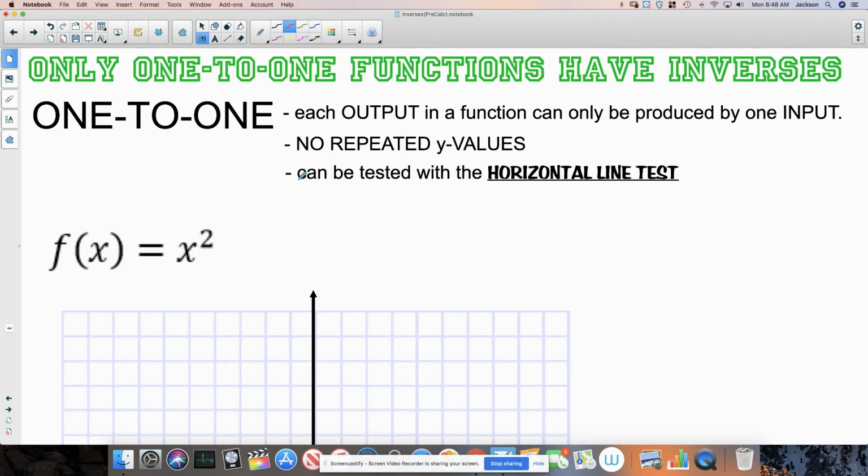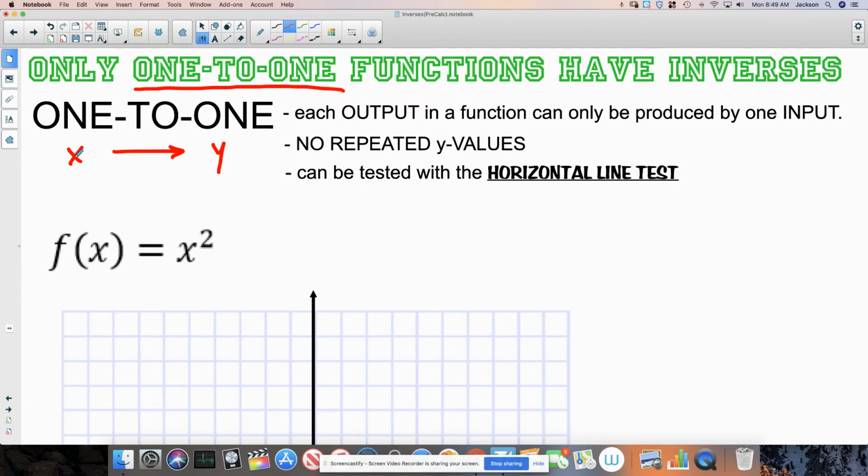So when you talk about inverses, the one thing we should probably start with overall is that only one-to-one functions have inverses. In order for a function to be one-to-one, each output in a function can only be produced by one input. That's the idea of one-to-one: one x value produces one y value.